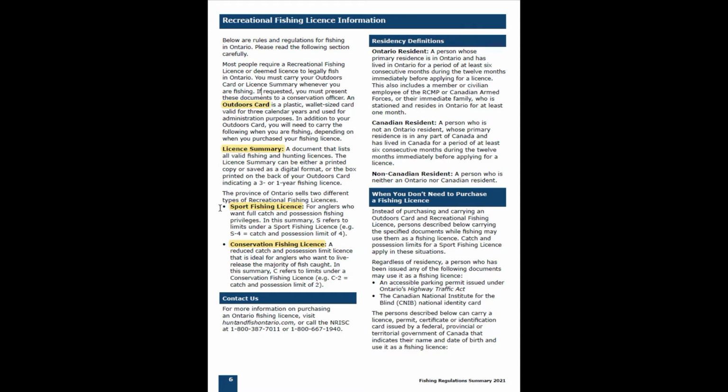The province of Ontario sells 2 different types of licenses for fishing. A sport fishing license for anglers who want full catch and possession fishing privileges. That basically means if you want to catch more fish and keep more fish, then you need the sport fishing license. This is not the same as a commercial license. That's a whole different beast, but for sport fishing, I recommend that for those that want to go out and harvest a lot of the fish for their food.